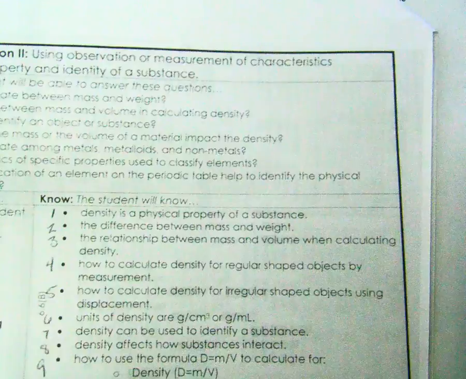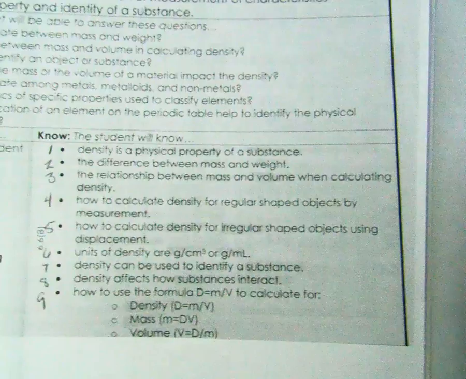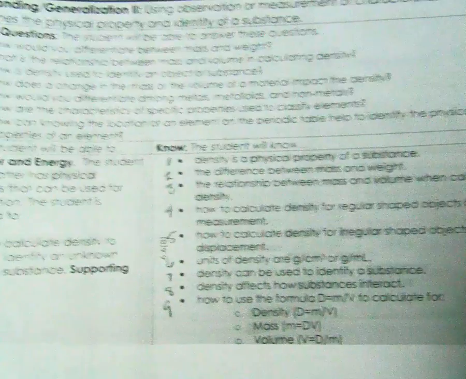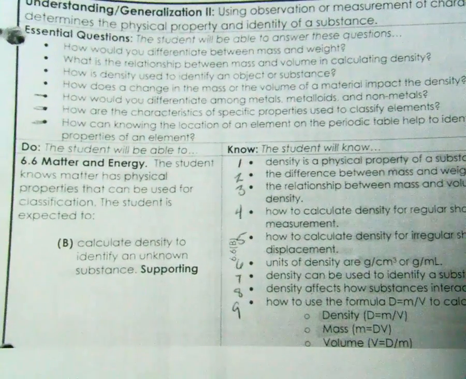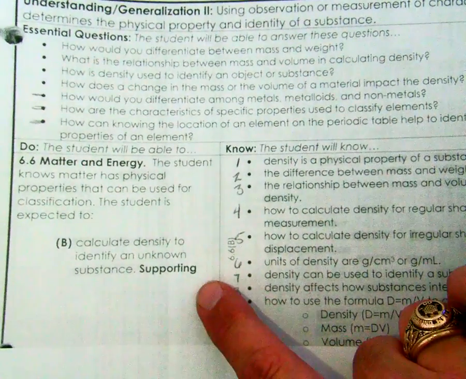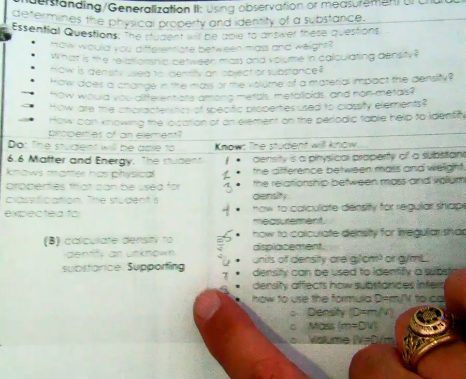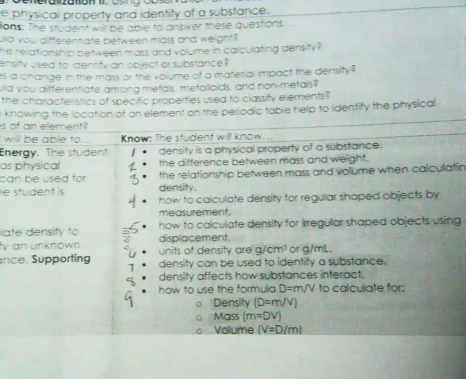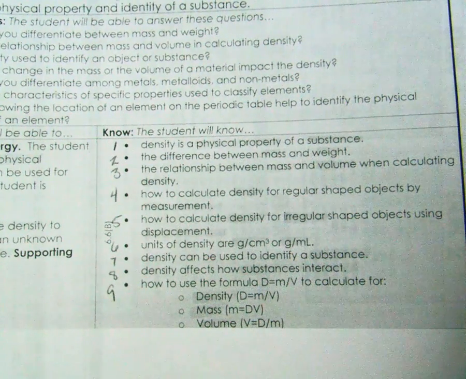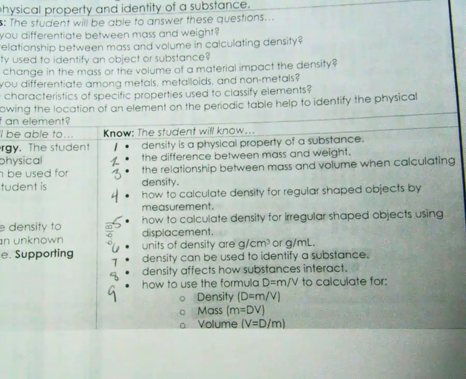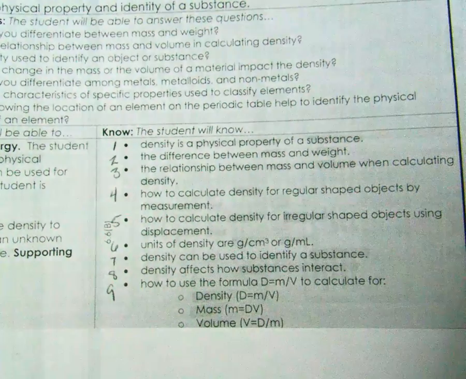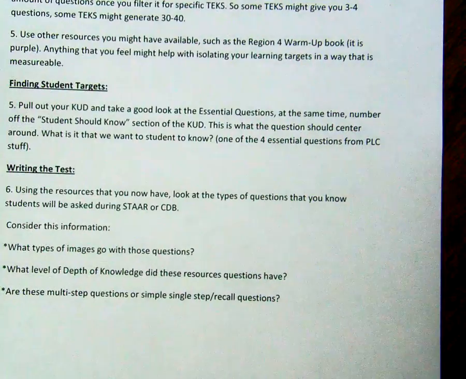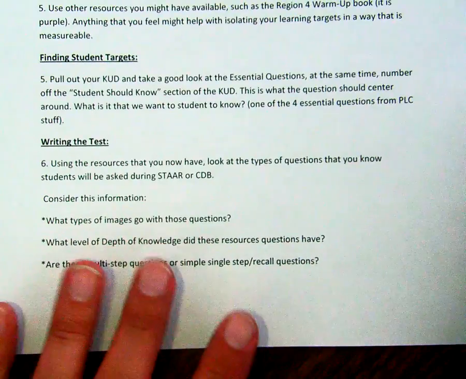So here's the KUD section for our particular TEK when it comes to density. This is specific to density, which is 6.6B. We know that it's a supporting standard, so they're going to see it again in 8th grade. And all I did was label off 1 through 9 of all of the density students should know statements that have to do with that specific TEK. So we're going to make sure that our test has each one of those in there in some fashion. Okay, so we're going to jump back real quick.